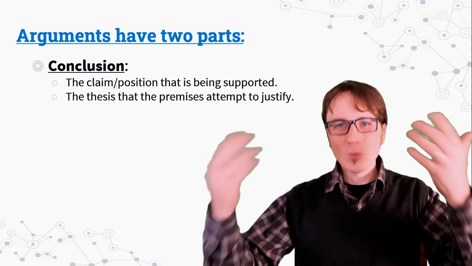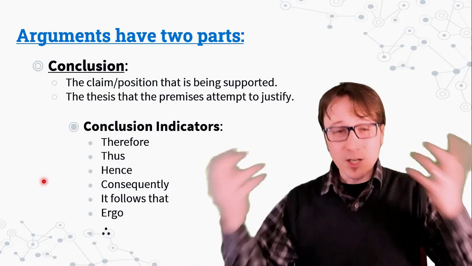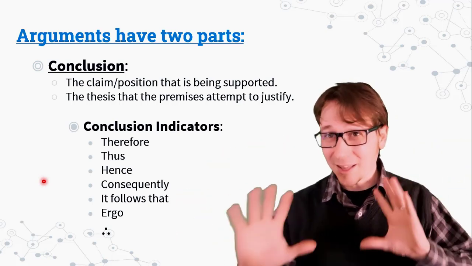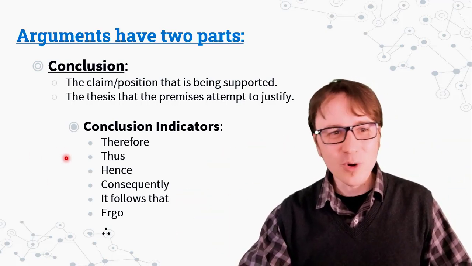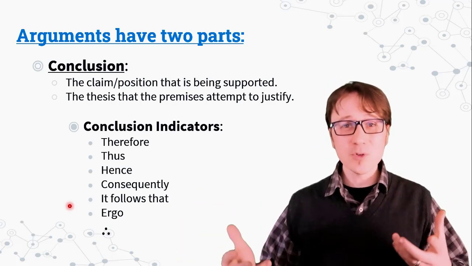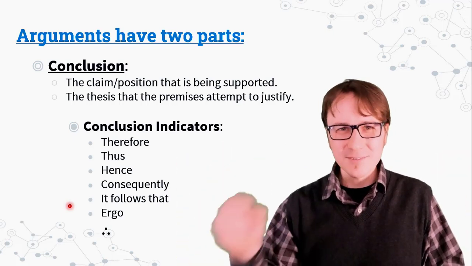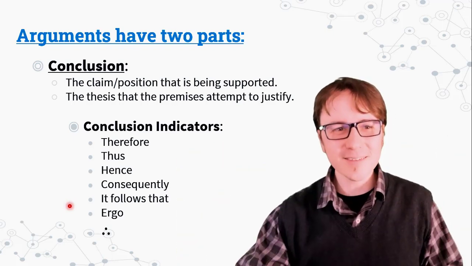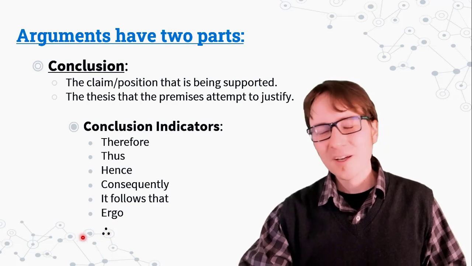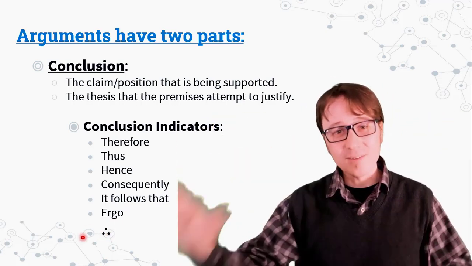Now, what is a conclusion? Well, a conclusion is just what the premises are trying to support. There are also a number of conclusion indicators, including but not limited to words like therefore, thus, hence, consequently, it follows that. Or if you want to be very formal, you can use the term ergo. Or if you want to be the most formal, you can not use words at all and instead use this 3-dot symbol here, which also means therefore in mathematics and symbolic logic.